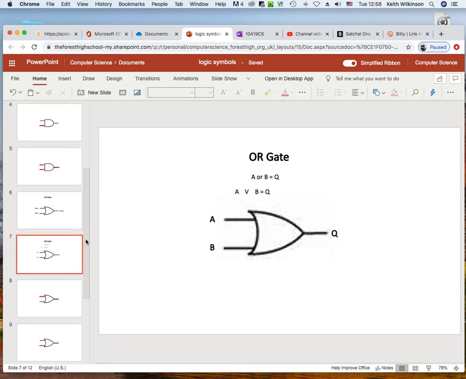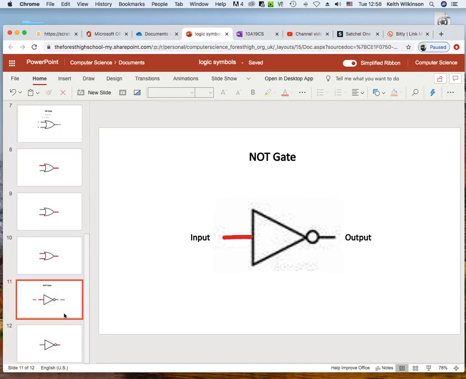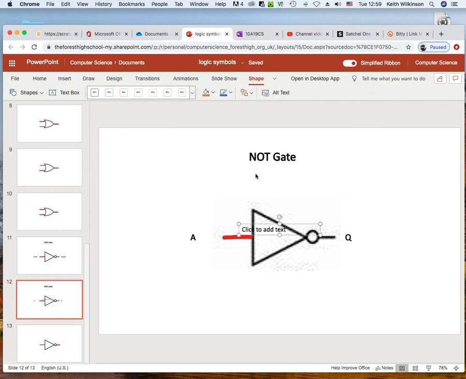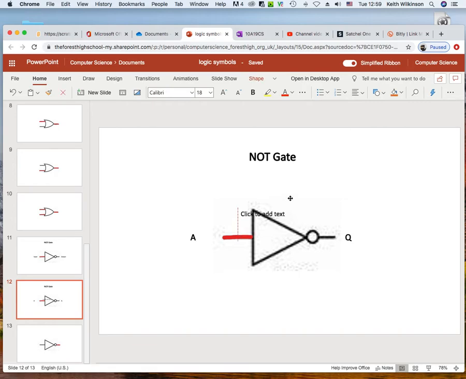The last thing that I've got is the NOT gate. Let's make a duplicate of that, and change this. My input is A, my output is Q. And I write it by saying Q equals NOT A.